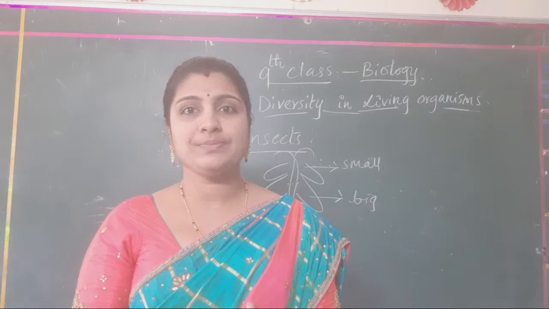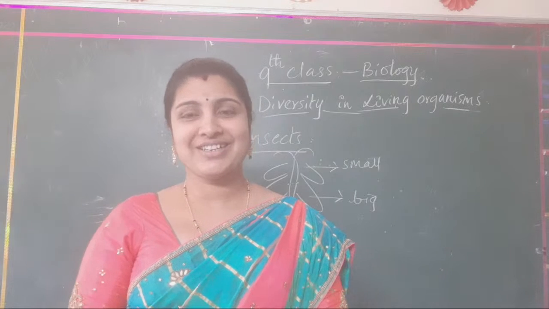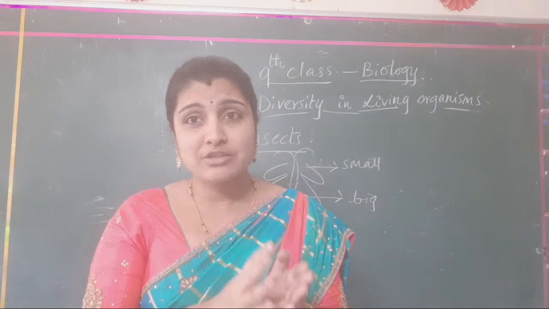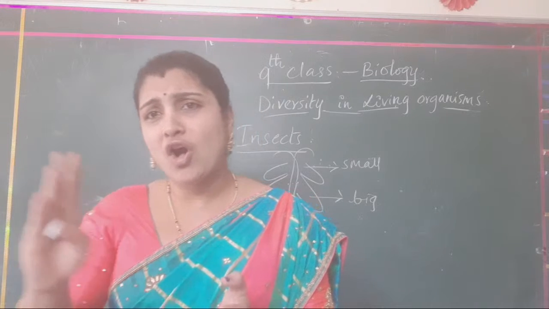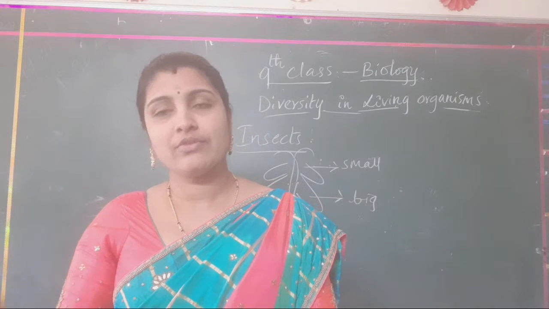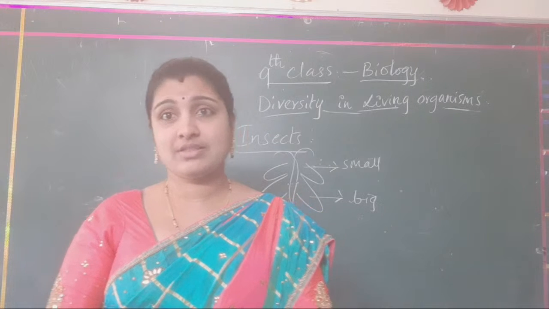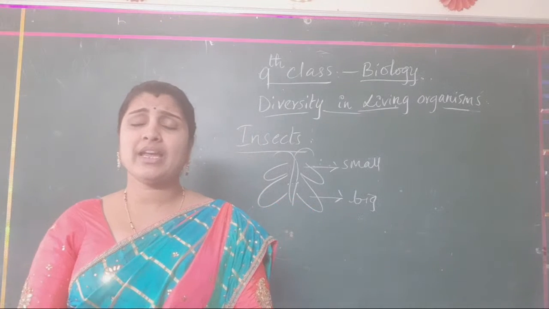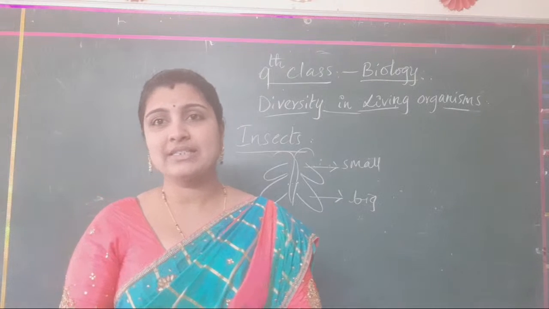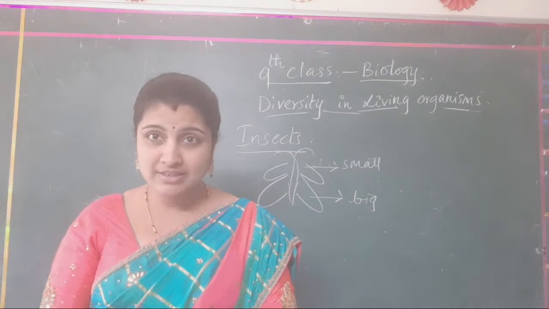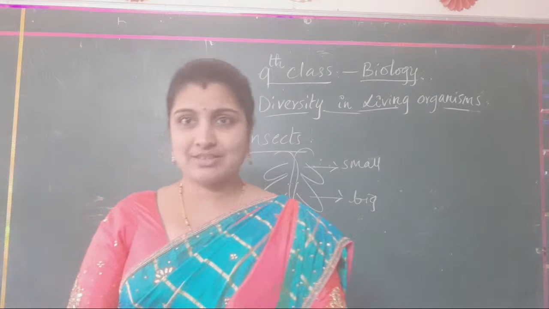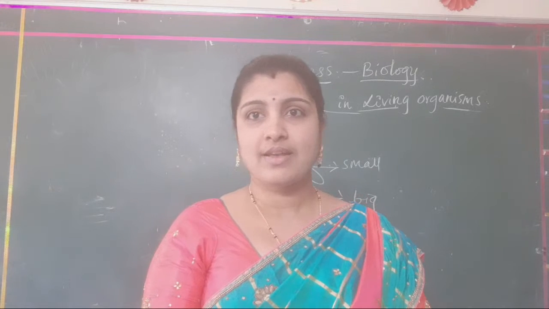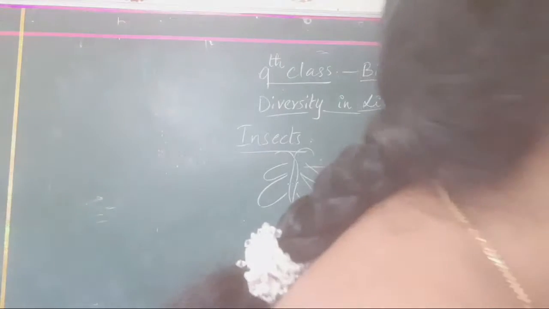Okay, this is about ants. Very good question. Ants also will have two pairs of wings, but as they grow up, they lose their wings. So insects are grouped together by seeking similarities: two pairs of wings and three pairs of legs, that is, six legs. Okay, students, next we will continue our class.